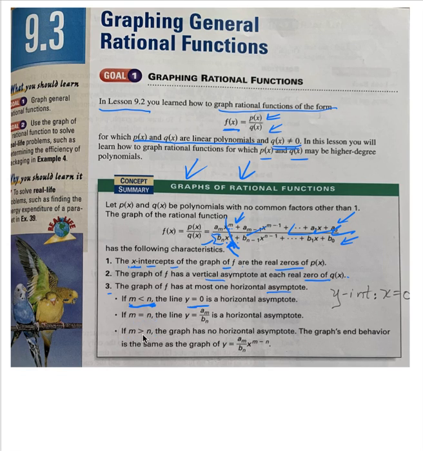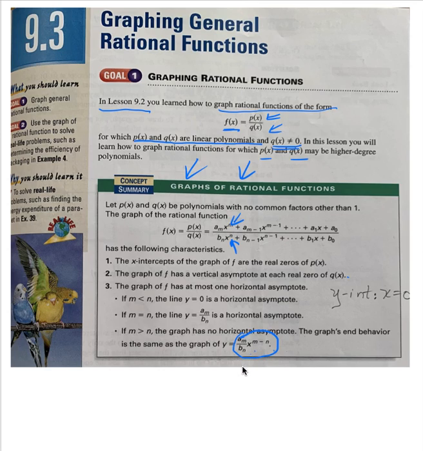Okay, and then the last scenario is that your graph is top heavy. In other words, the highest degree in the numerator is bigger than the degree in the denominator. And when that happens, there is no horizontal asymptote. Then the graph's end behavior is the same as the graph of a over b times x to the m minus n. Remember how we did end behavior of polynomials, and I can't remember which chapter that was now. Is it 6? So if you want to figure out the end behavior, you just divide out the two leading terms and look at that.